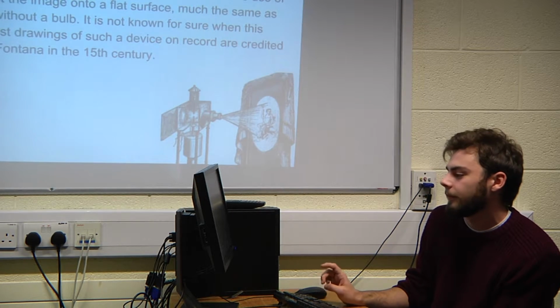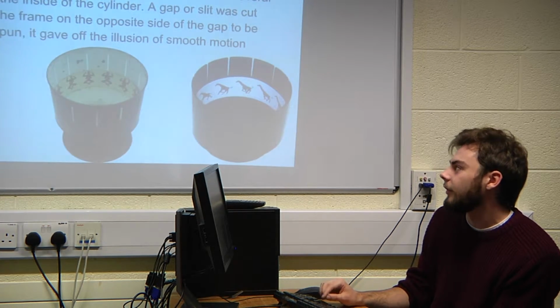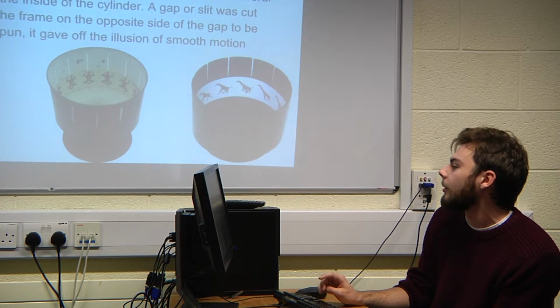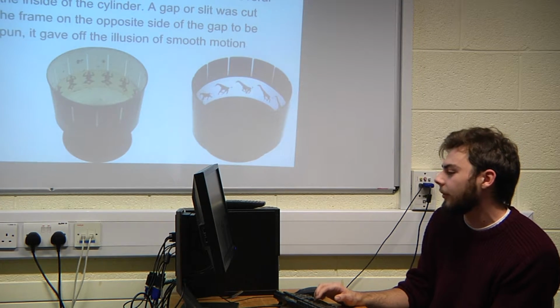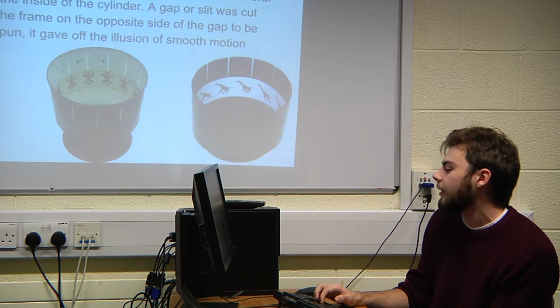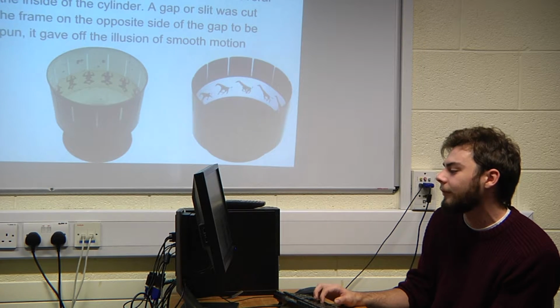in these drawings. The zoetrope was another early animation device. It was invented in 1834, and the name was coined for marketing by William George Horner in 1860. It's a cylindrical spinning device with several frames of animation printed onto the inside of the cylinder. A gap or slit was cut between each frame, allowing the frame on the opposite side of the gap to be viewed. Once the device was spun, it gave off the illusion of smooth motion between frames.